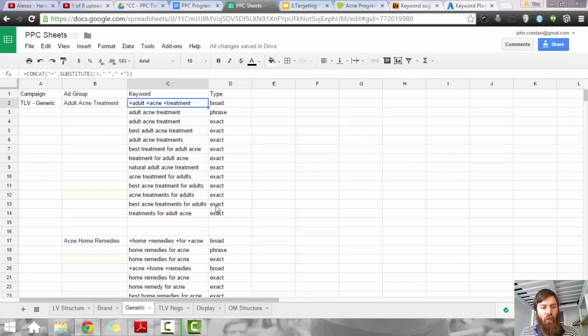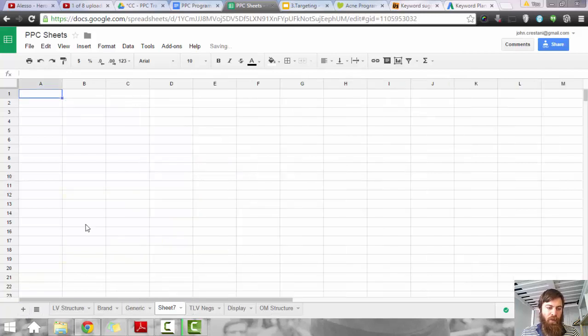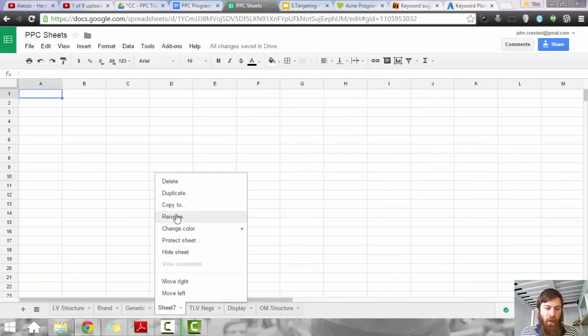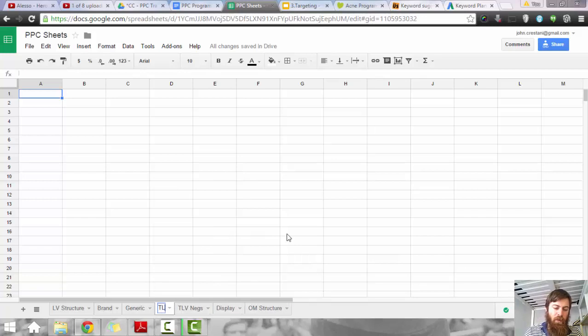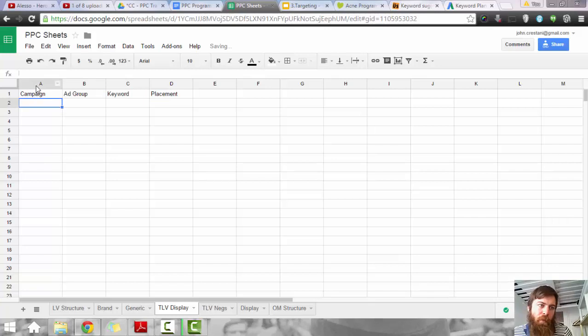So just to finish one quick thing with the love vitamin, one thing I would do is for display. Let's just create a new sheet here, and notice I do take time to try to keep things somewhat organized. Campaign, ad group, keyword and or placement. We'll go over placements for some of the other ones, but basically for the campaign, I'll just name it display.